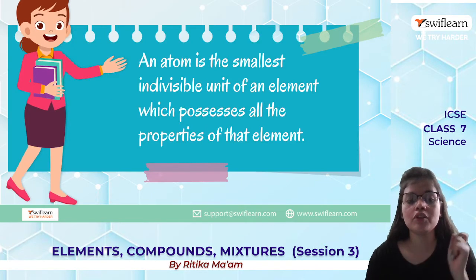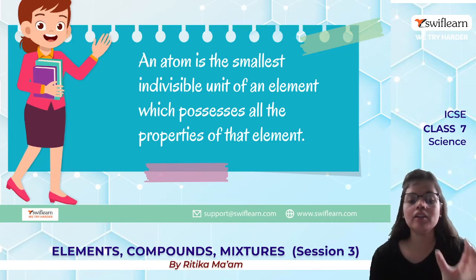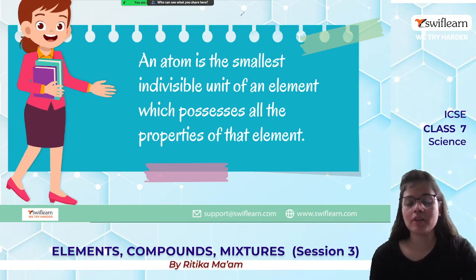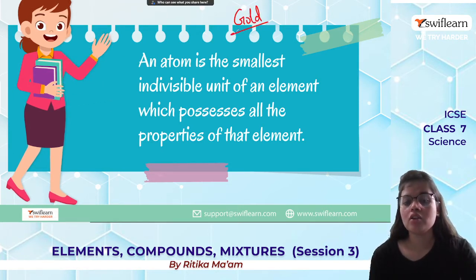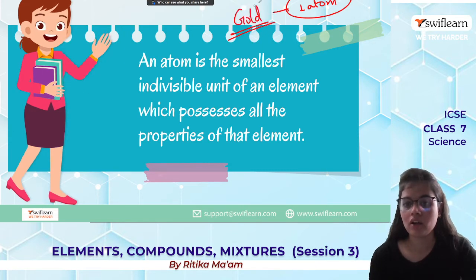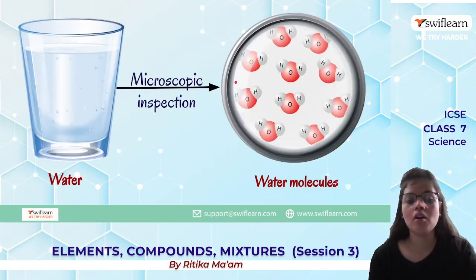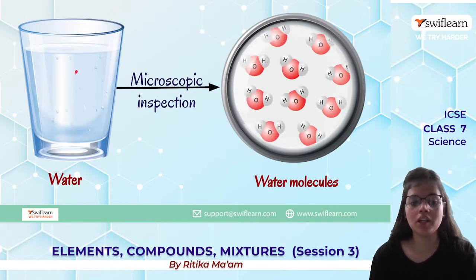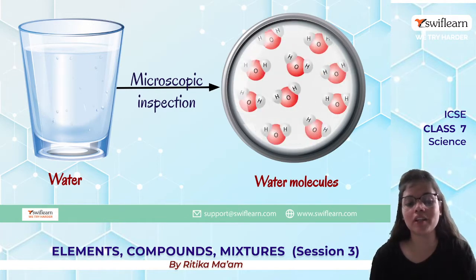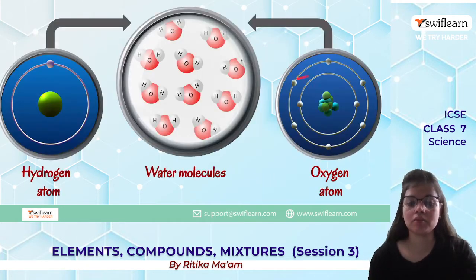Atom. First of all, we should know what an atom is before learning about elements, compounds, etc. So an atom is actually the indivisible unit of an element which possesses all the properties of that element. Which means if I talk about a gold atom, one atom of gold will have all the properties that the element gold is supposed to have. So it is the smallest, indivisible unit, which we cannot divide further, but it has all the properties. Water normally looks like this, but if we go for a microscopic inspection of water, it will be the bond of hydrogen and oxygen atoms.